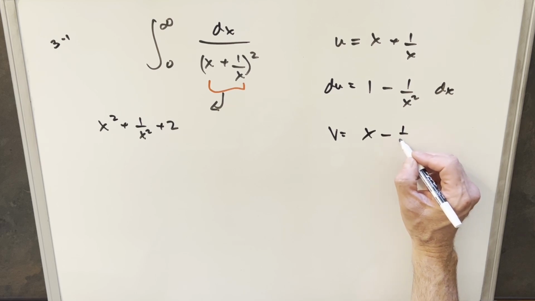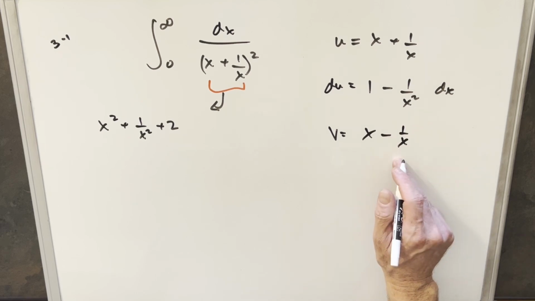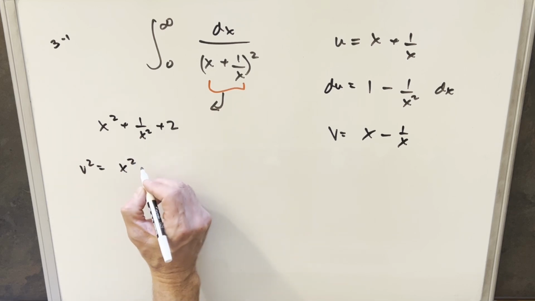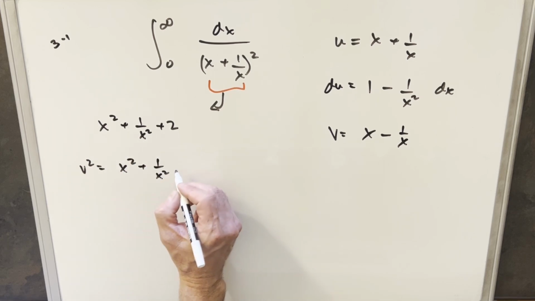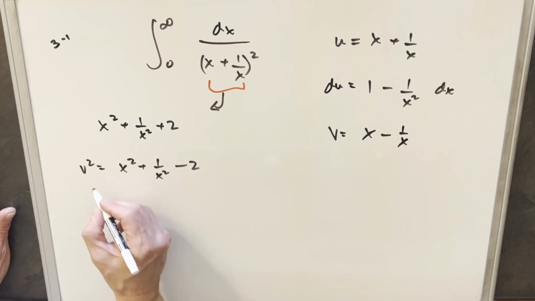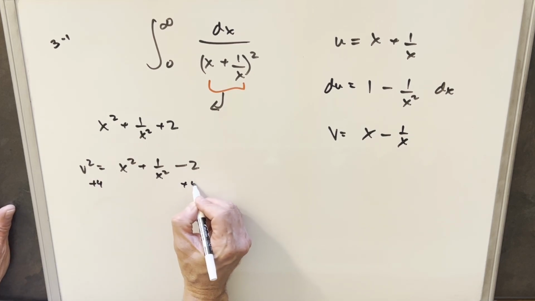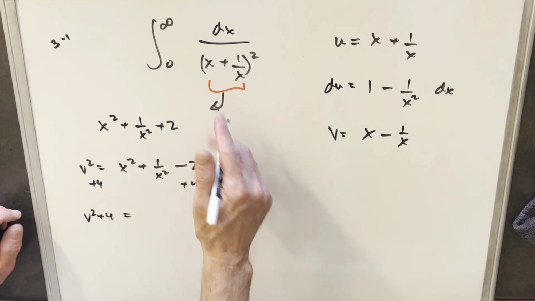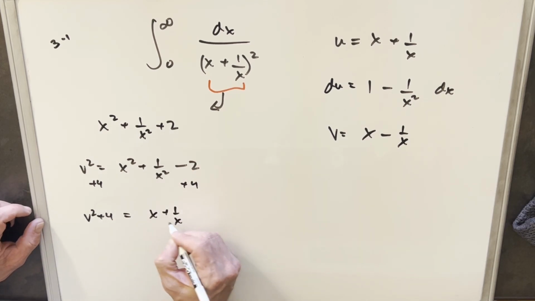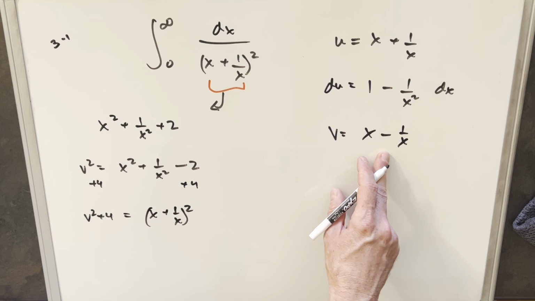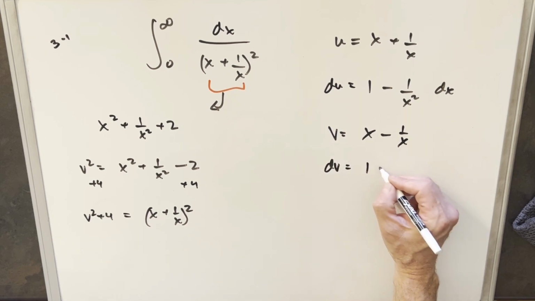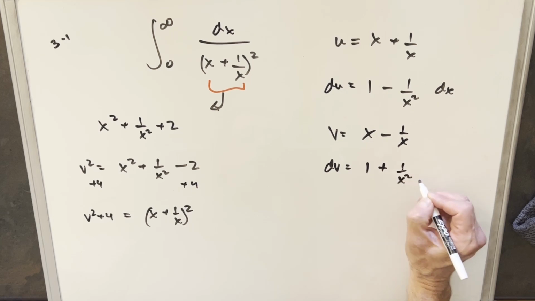we'll say v equals x minus 1 over x. Now if I square this, our v squared, that's going to give me x squared plus 1 over x squared minus 2. Well, notice if I just add a plus 4 on both sides of this equation, we have v squared plus 4. So v squared plus 4 is going to be the same thing as our denominator. And so that's why this substitution can be useful as well. And so let's just take the derivative of this one. So we're going to have dv equals 1 plus 1 over x squared dx.